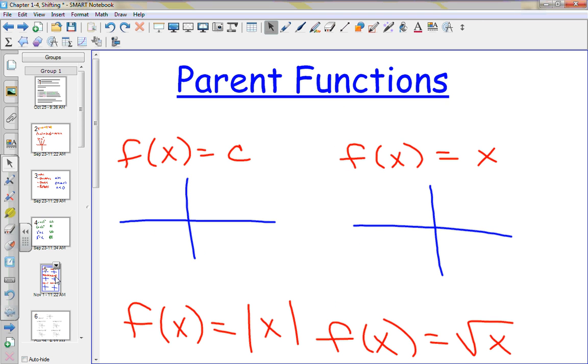Parent functions. Who in here has ever heard about parent functions? All of my elementary students have heard of the parent function. How many of you juniors have not heard of a parent function? Oh, I'm really saddened by that.